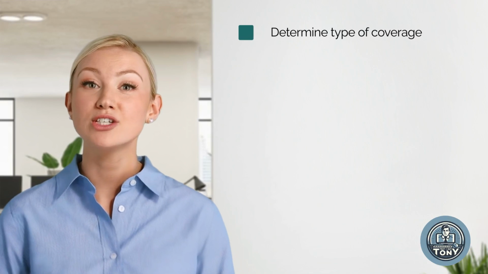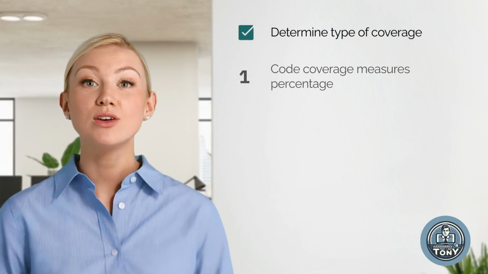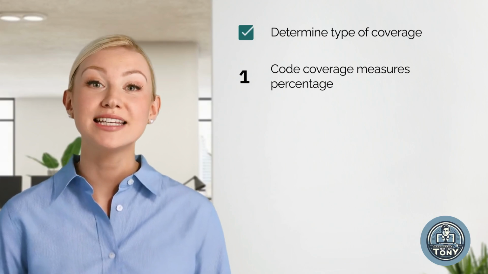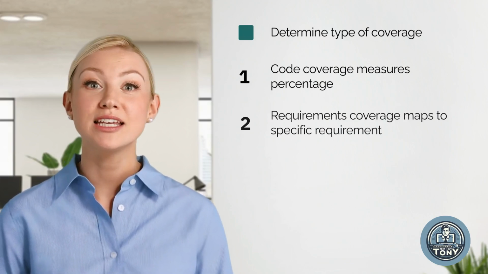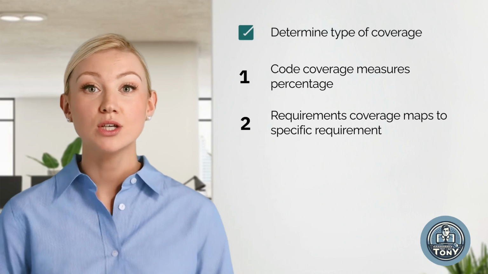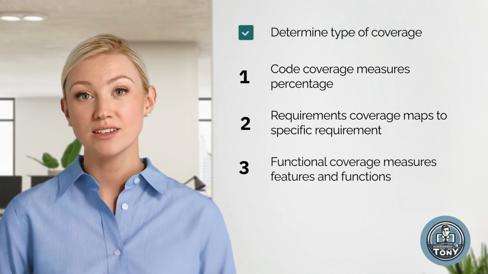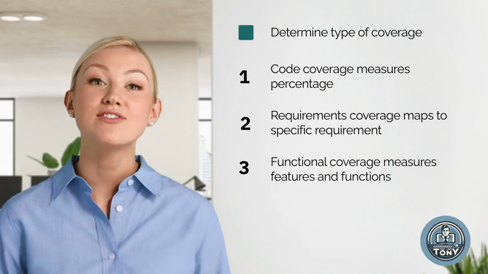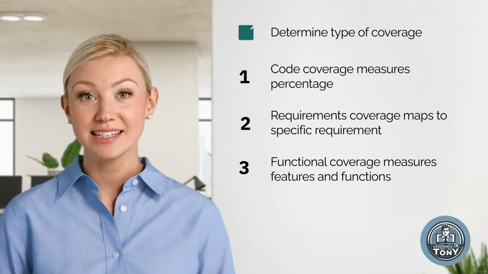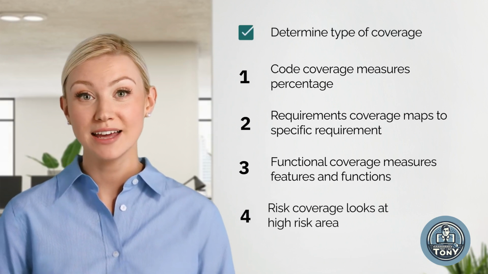Determine the type of coverage you want to prove. There are 4 measurements. First, code coverage measures the percentage of code tested. The second measurement is requirement coverage. This maps your tests to specific requirements to ensure they are all tested. The third item is functional coverage. This ensures all features and functionalities of the application are tested. And finally, risk coverage shows how well you've tested high-risk areas.